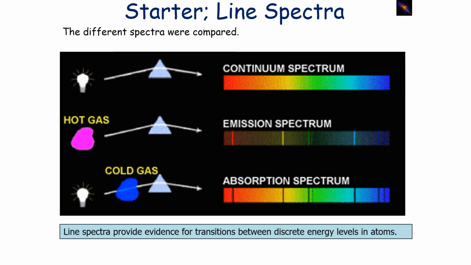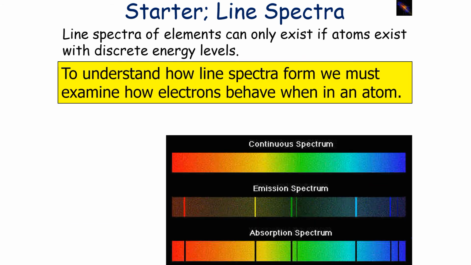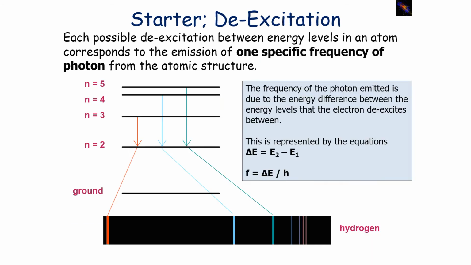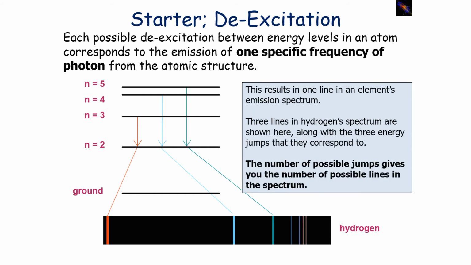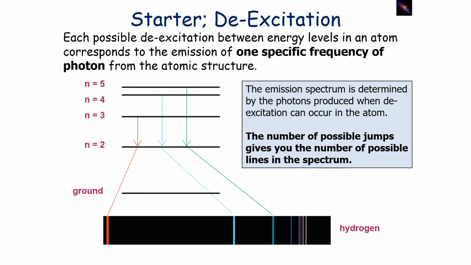Line spectra provide evidence for the transition between the discrete energy levels in atoms. So let's consider how they work. When de-excitation occurs, the electrons drop their levels, and they will release a photon of a certain energy which is equal to the energy level difference, and that can then form a line on your emission spectra. The number of possible jumps downwards gives you the number of possible lines in the spectrum. So it's an important idea to note that the number of lines in the spectrum tells you the possible jumps in the energy levels of an atom.